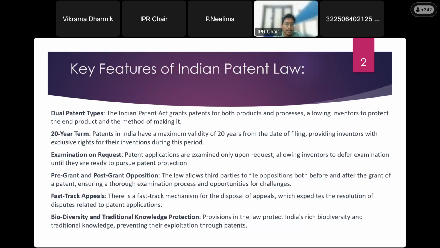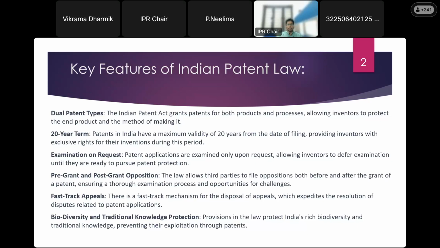Pre-grant opposition is the period from the moment you file a patent until it gets granted; in between, any person can oppose. That is called pre-grant, just before the grant of the patent. During that time, anybody can oppose your patent. Once you file a patent, it will be scrutinized after publication. Whenever you request examination, the patent examiner will check for novelty, inventive step, and industrial application.